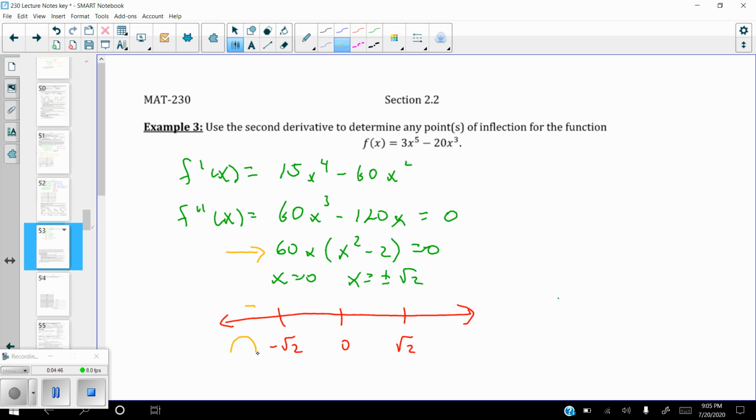Okay, something in between negative square root of 2 and 0, like negative 1. So I'm going to test this section in between the negative square root of 2 and 0 by plugging negative 1 in.